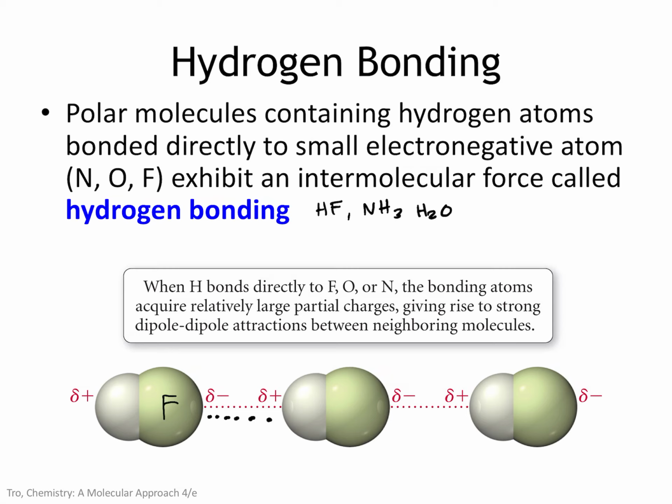So if this was HF, so this is my fluorine and this is my hydrogen, the hydrogen bond occurs between the partial negative fluorine and the partial positive hydrogen. Because this is a hydrogen bonded to one of the three most electronegative elements, the intermolecular force is a hydrogen bond. Now again, this still has dipole-dipole forces because it is a dipole, and it has London dispersion. But the strongest force possible here is the hydrogen bonding.